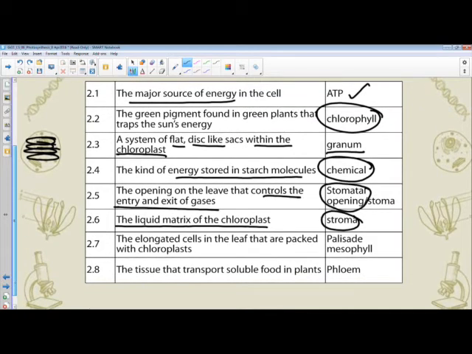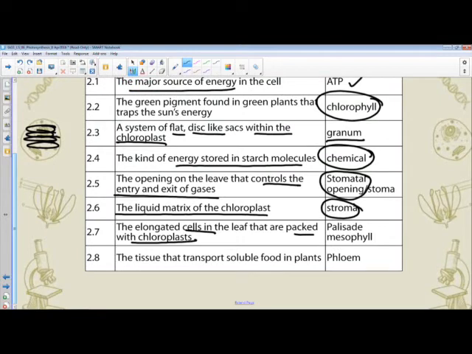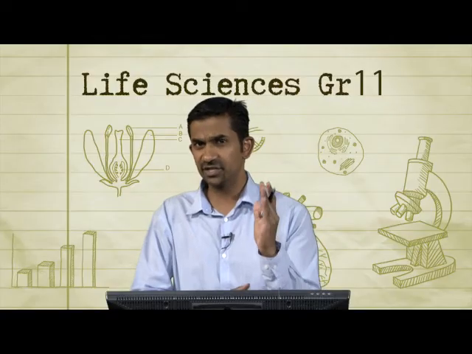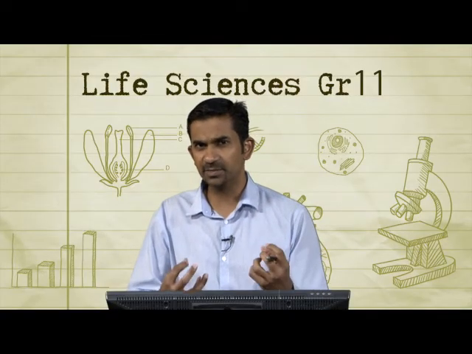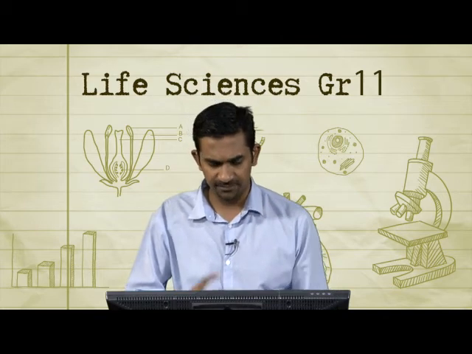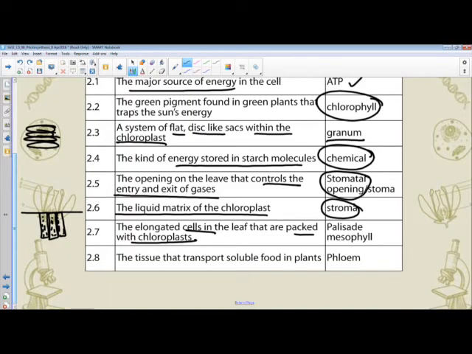2.7. The elongated cells in the leaf that are packed with chloroplast. If you go back to grade 10 and look at the structure of the leaf, we looked at these elongated cells on the upper surface of the leaf. And these cells are dotted with large concentrations of chloroplast. We refer to these vertically arranged cells as palisade mesophyll cells. Essentially they are structurally suited to absorb the maximum amount of light on the upper surface of the leaf.